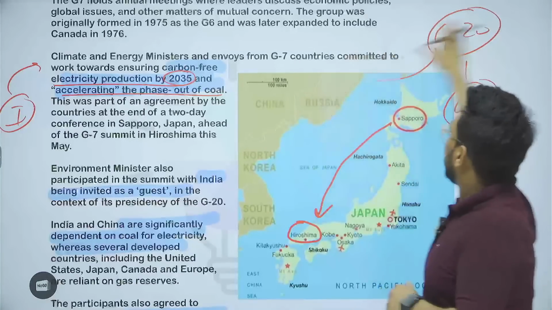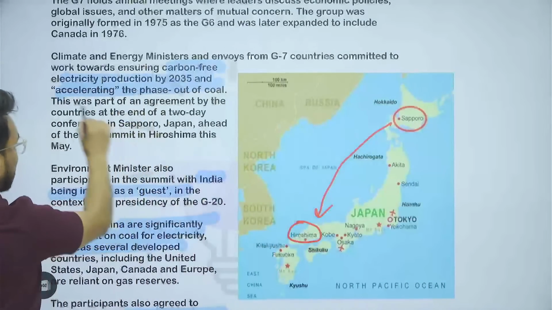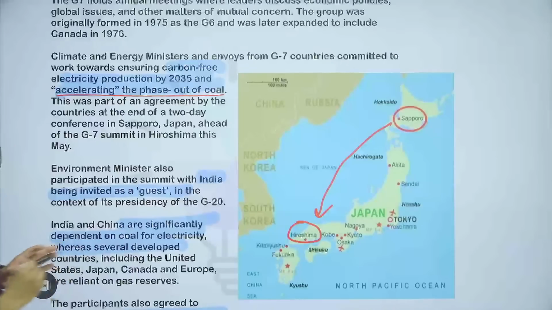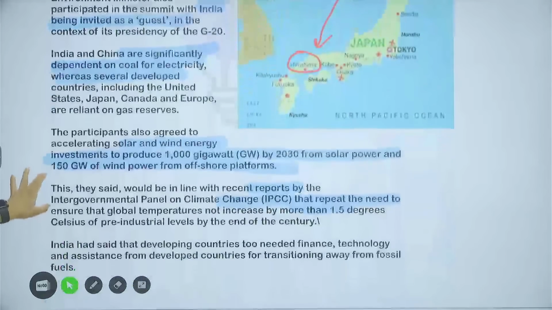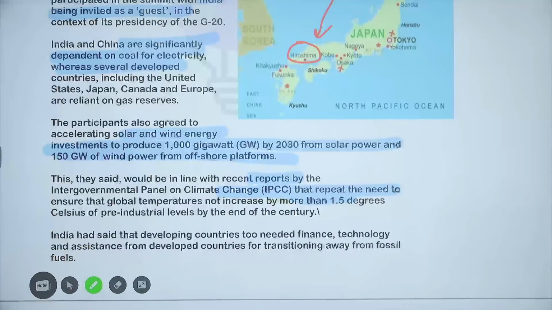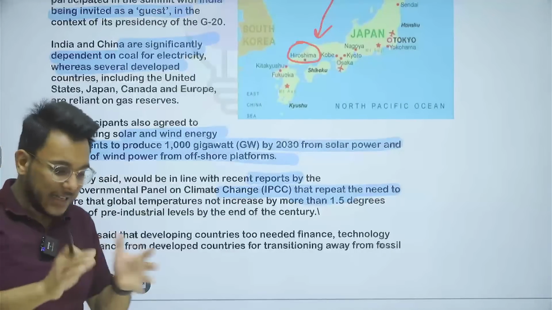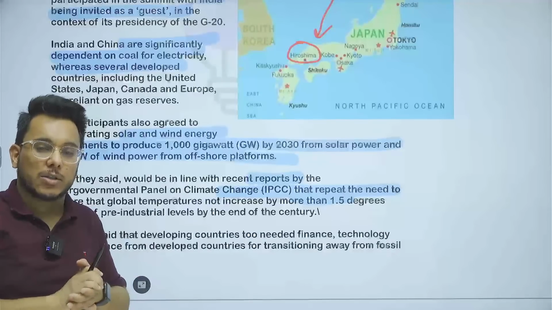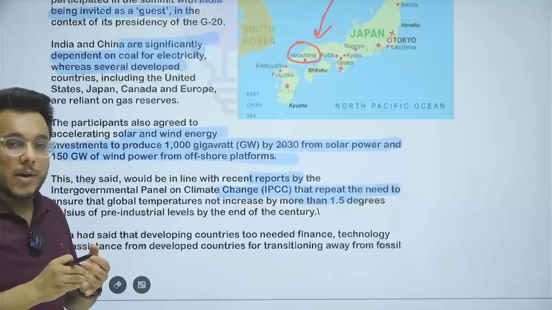So what has happened because of India's protest? It has been said that they will accelerate the phase out of coal, but no timeline has been taken. Moreover, India has also said that if the world countries seriously want India to be able to reach its environment goals, then climate finance is to be provided. Then technologies are to be provided by the developed nations.